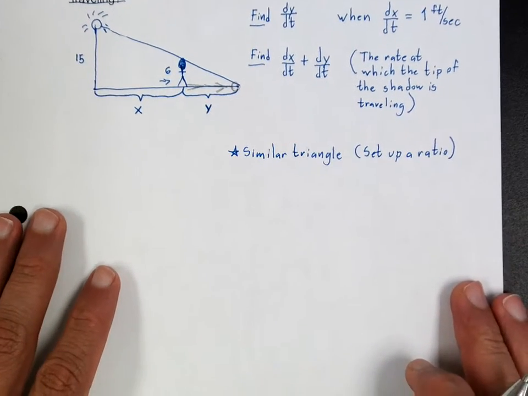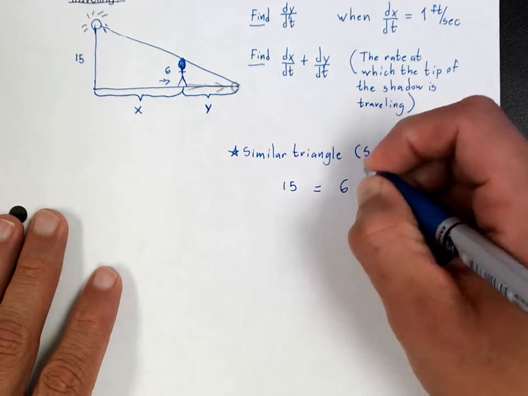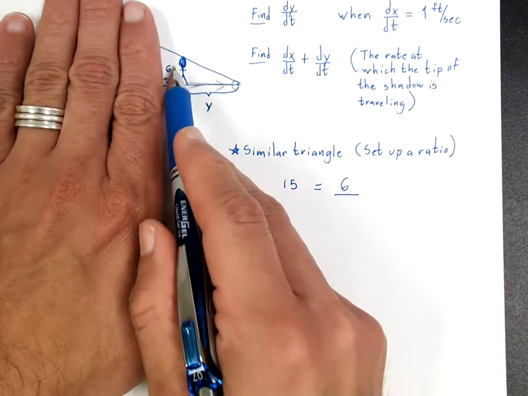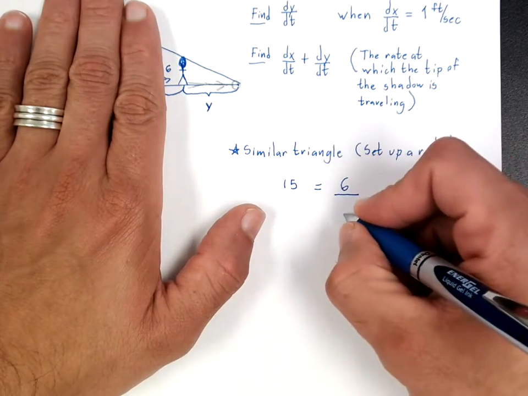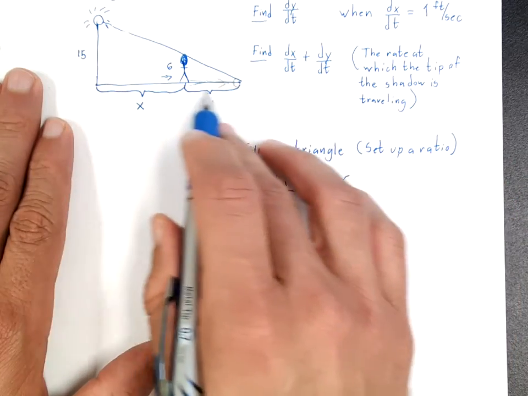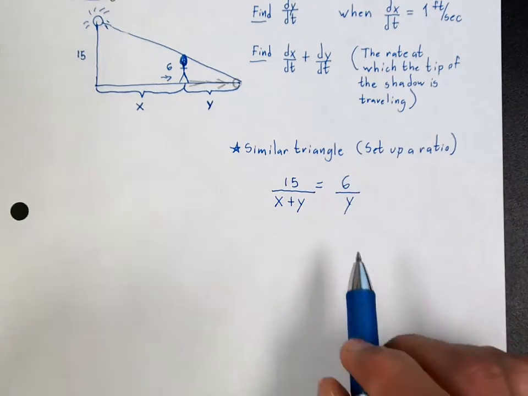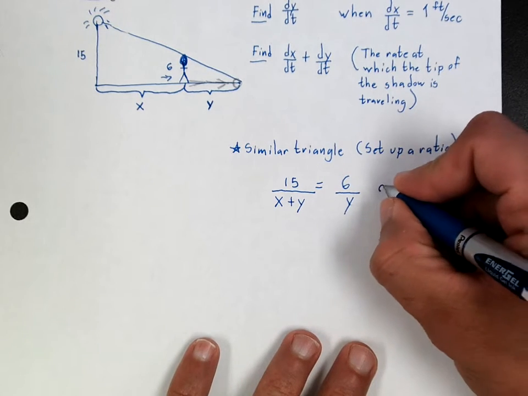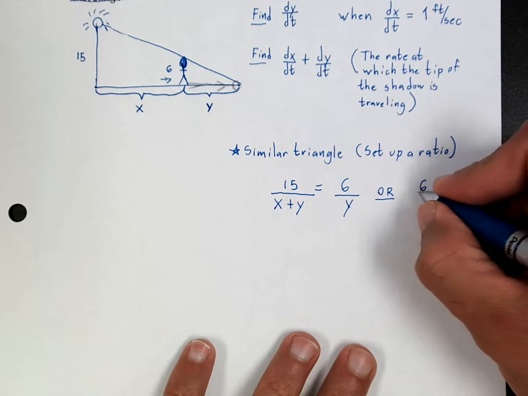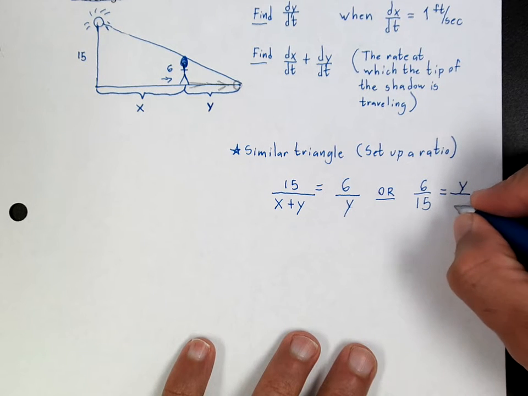So notice that 15 and 6 are related. This right here is one triangle. This is 6 and this is y, so the bottom is going to be y. And on 15, this bigger triangle, the base of that triangle is going to be x plus y. And you can set up a different proportion. If you wanted to set it up like this, it wouldn't really matter. You could say 6 over 15 is equal to y over x plus y.